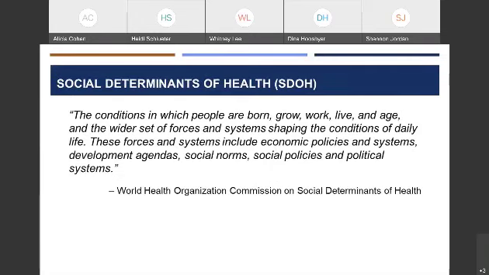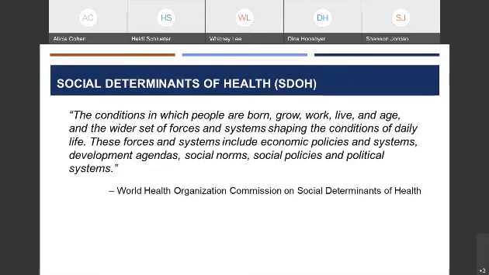So just to start with some definitions, this definition is from the World Health Organization. Social determinants of health are the conditions in which people are born, grow, work, live, and age, and the wider set of forces and systems shaping the conditions of daily life. These forces and systems include economic policies and systems, development agendas, social norms, social policies, and political systems.